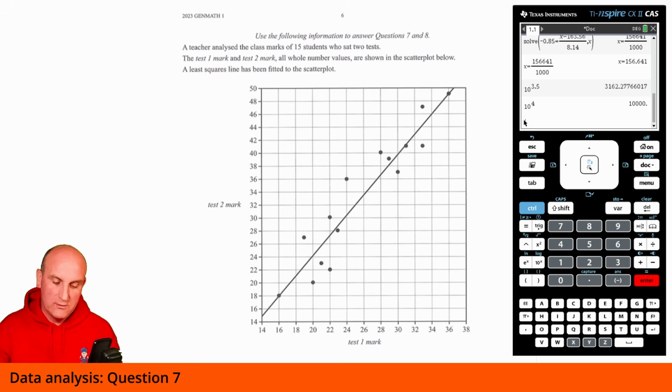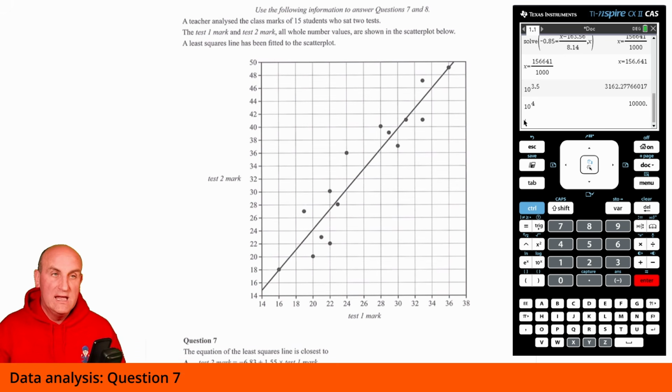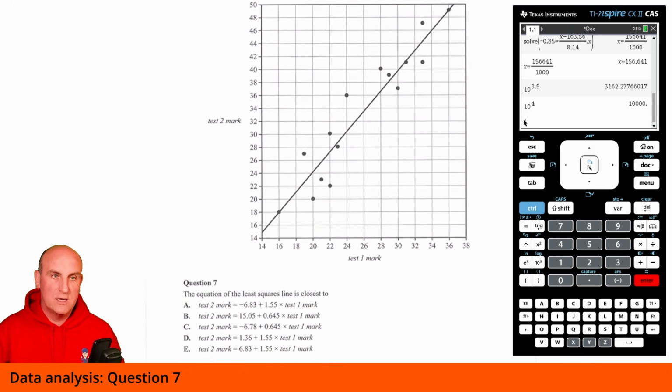This was an awesome question, very clever about residuals. A teacher analysed the class marks of 15 students who sat 2 tests. The test 1 mark and test 2 mark, all whole number values, are shown in the scatter plot below. The least squares line has been fitted to the data. The equation of the least squares line is closest to.